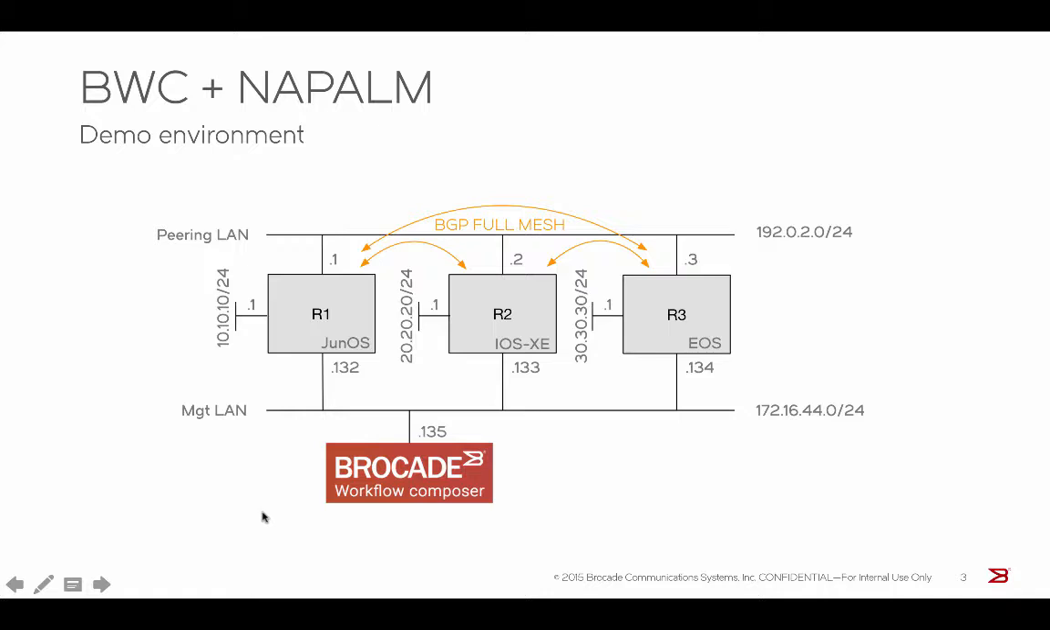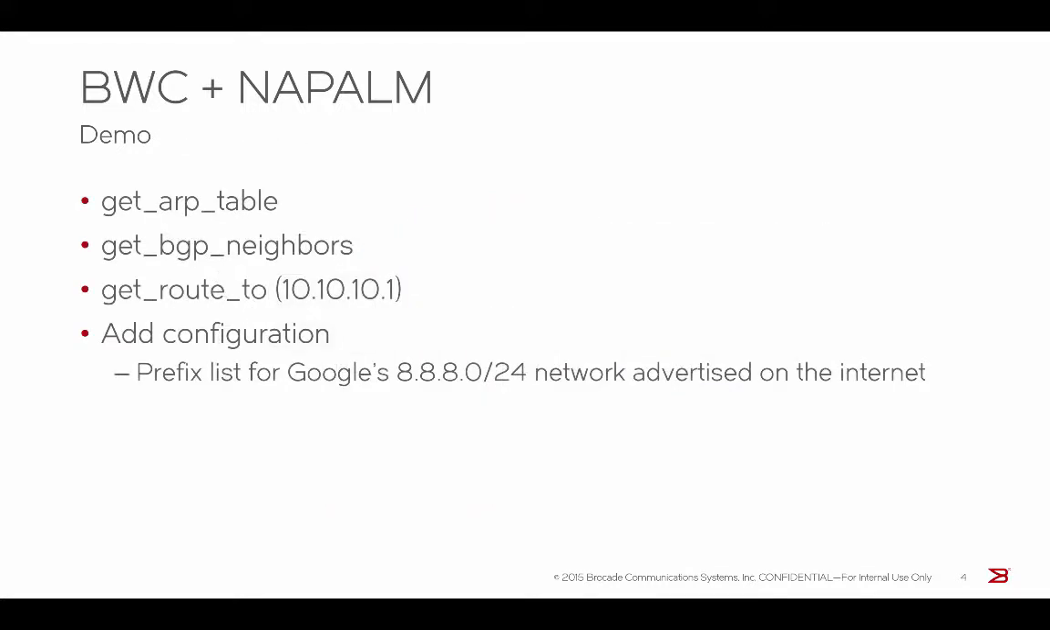On the management LAN, we have the latest version of the Brocade Workflow Composer, so 2.4 with a NAPALM pack. The pack is configured and connectivity is in place for both of the LANs now. BGP is already up. The prefixes are being advertised and received by their respective peers. And we've got a number of exercises.